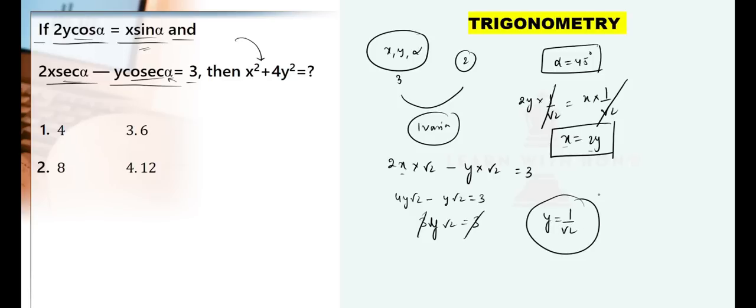So if y is 1 by root 2, x is how much? Root 2 only, right? So we got x and y values, if I substitute here, x is root 2, so root 2 whole square is 2, plus 4 times y square, 1 by root 2 whole square is 1 by 2.